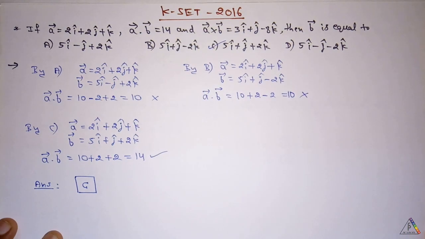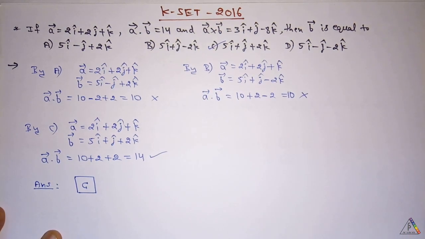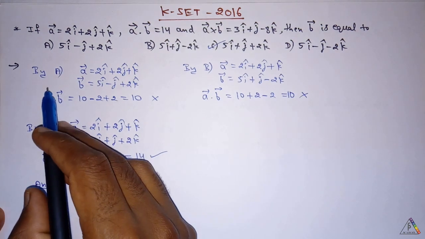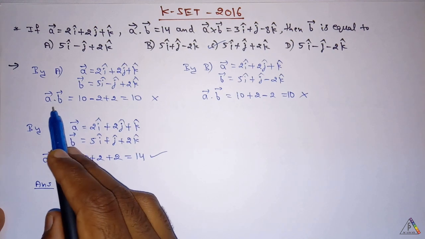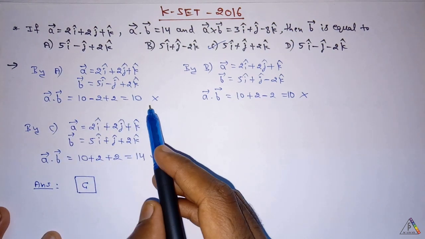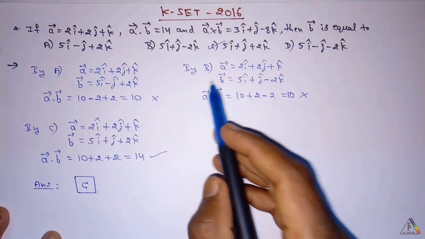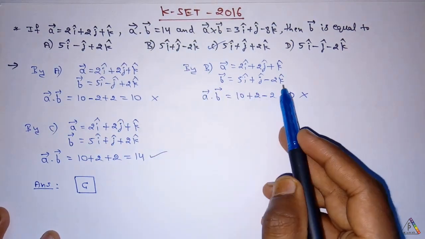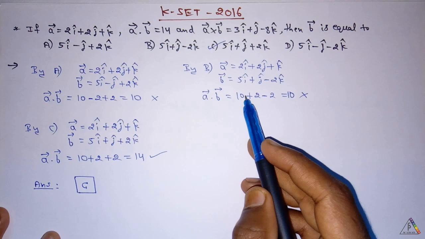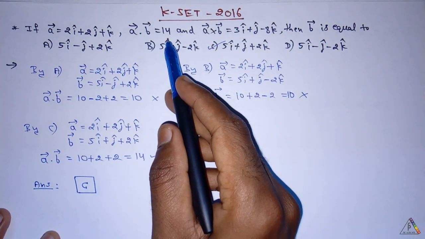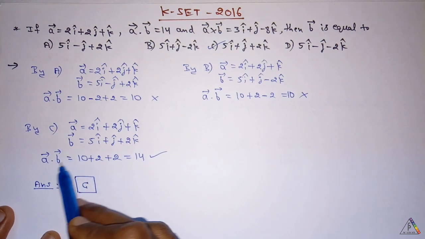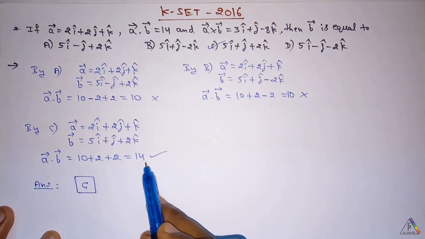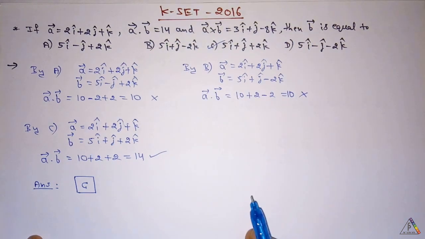For this question I am going for the elimination method. First I am considering the first option as b vector, then the dot product of these two vectors is 10, which is not equal to 14, and by considering b option as b vector, the a vector dot b vector is equal to 10, which is not equal to 14. So I'm considering the c option, the dot product of a vector and b vector is 14, which is equal to 14. Therefore the answer for this question is c option.